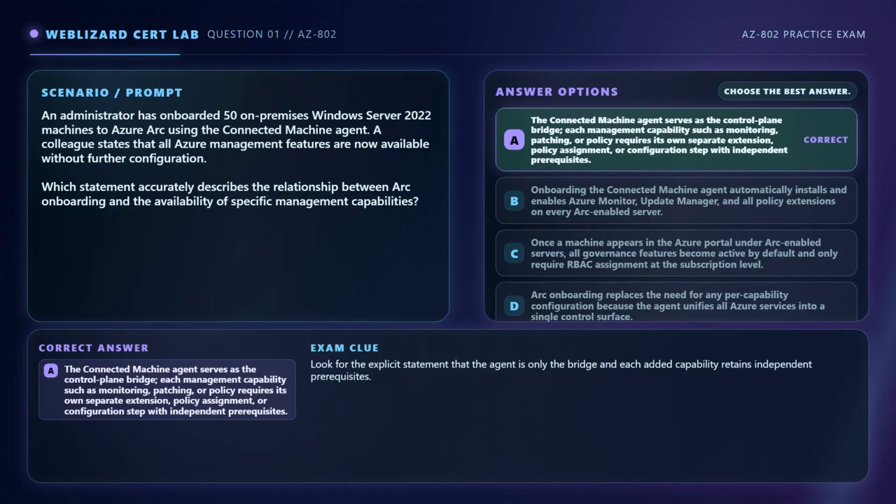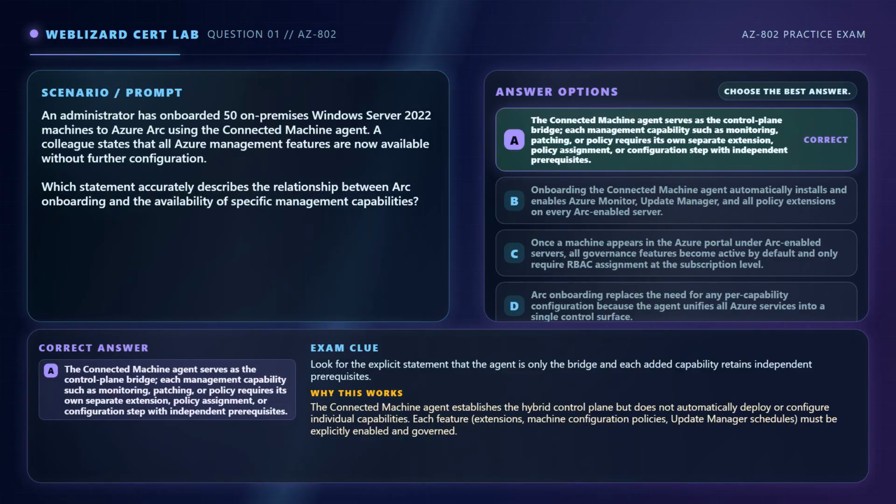The correct answer is A. The Connected Machine Agent serves as the control plane bridge. Each management capability, such as monitoring, patching, or policy, requires its own separate extension, policy assignment, or configuration step with independent prerequisites. The Connected Machine Agent establishes the hybrid control plane, but does not automatically deploy or configure individual capabilities.